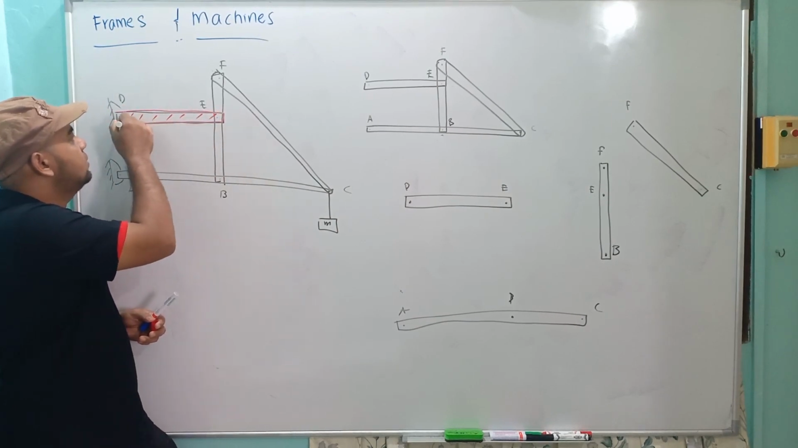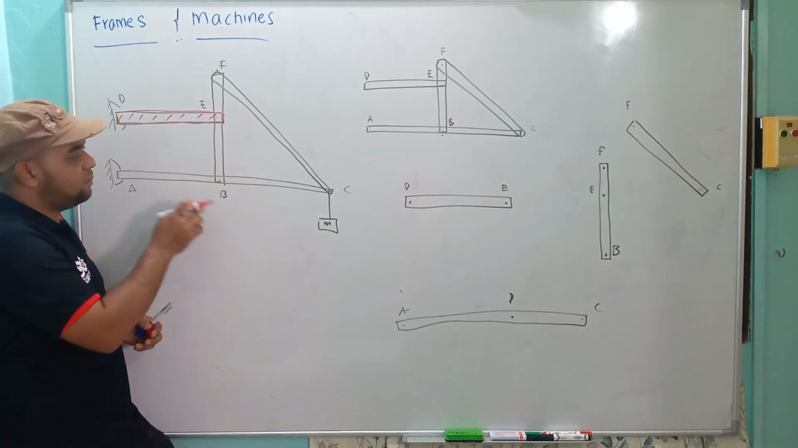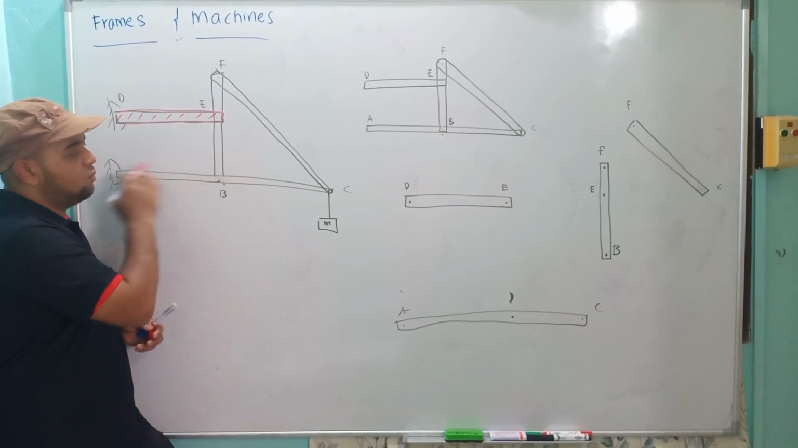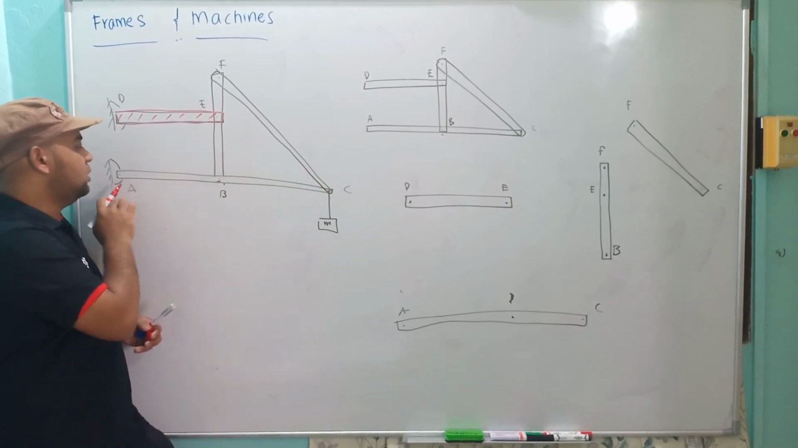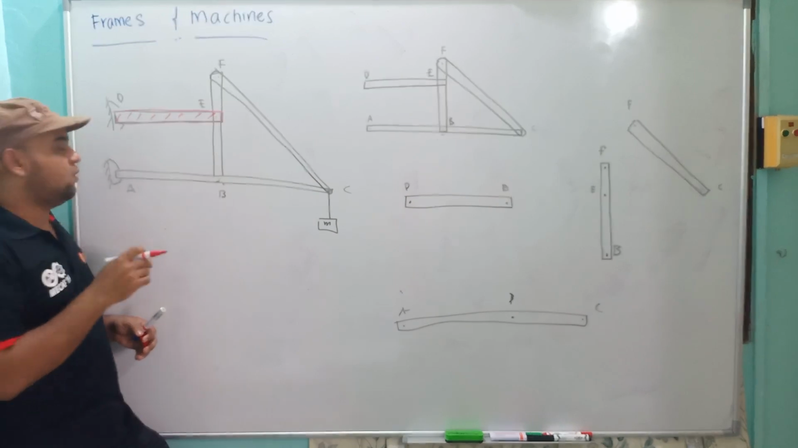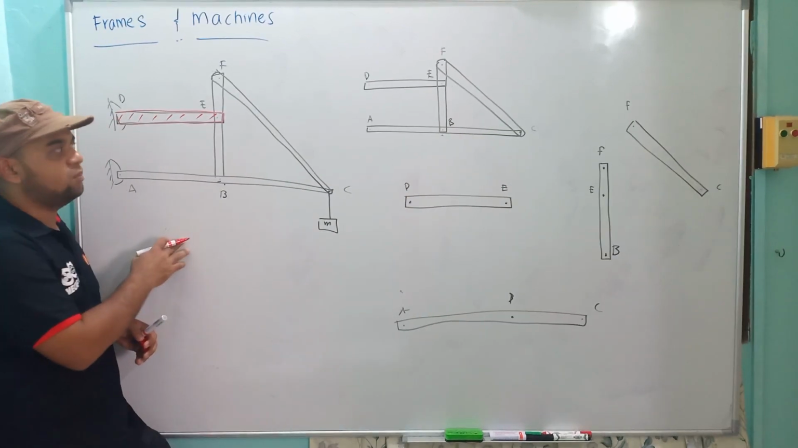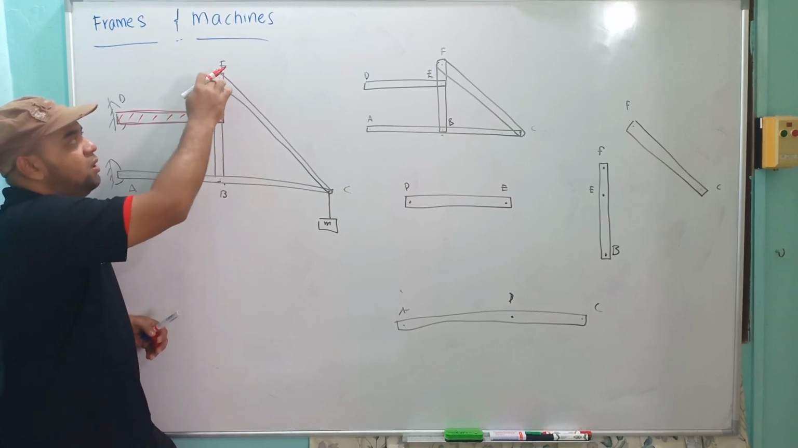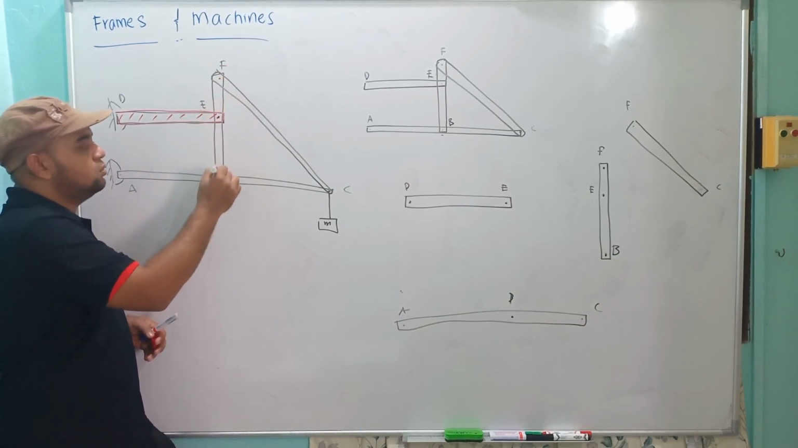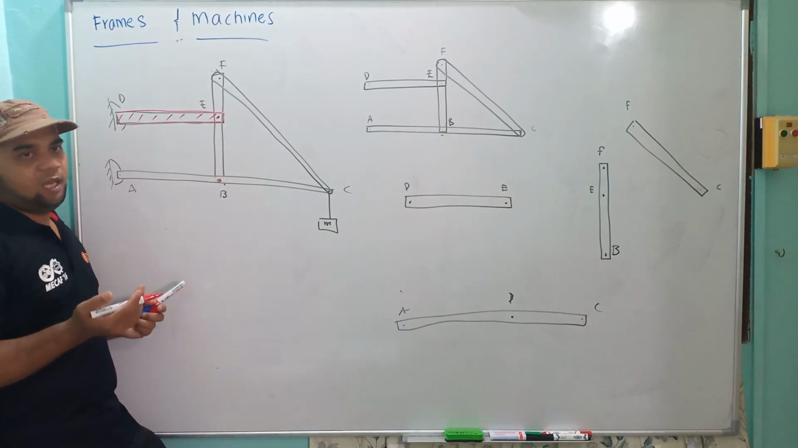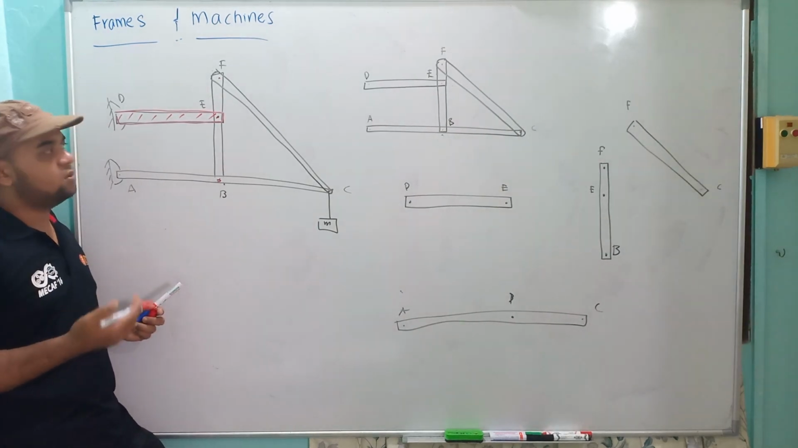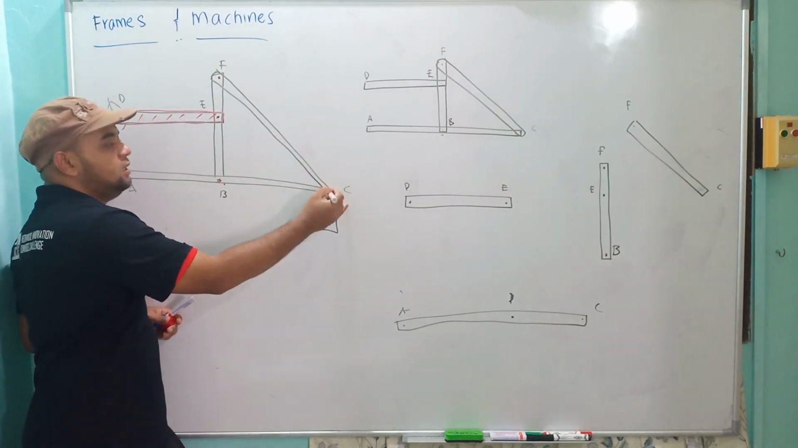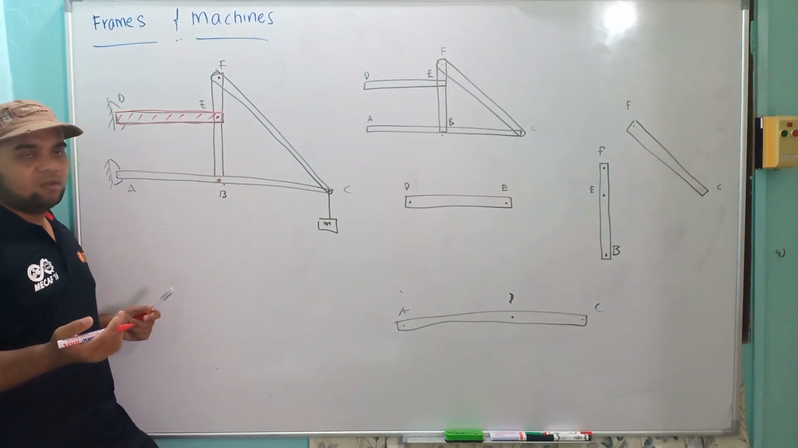Here at A, B, C, this is one long component, so there are 3 points that can exert force, A, B and C, so this one cannot be a 2 force member. This one, F, E, B, there are 3 points, 1, 2, 3 points having forces, so it is not a 2 force member. This one, F and C, there are 2 points.